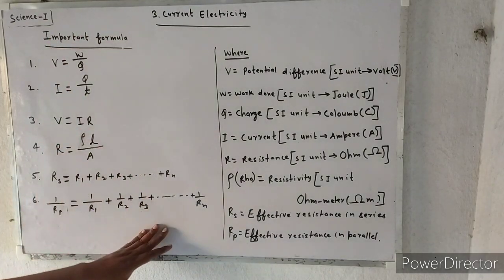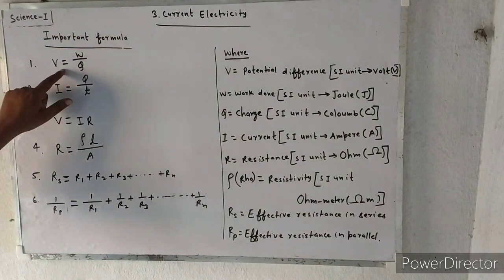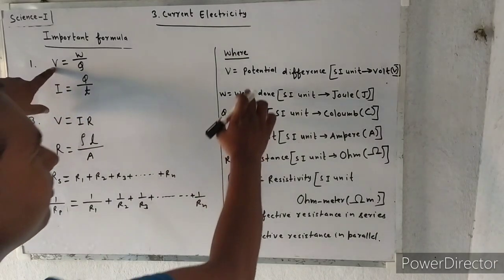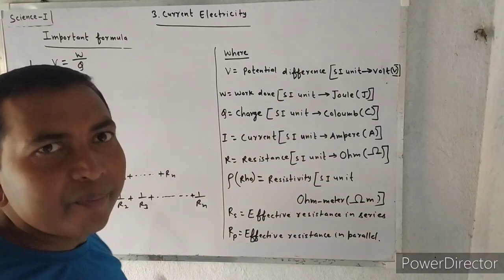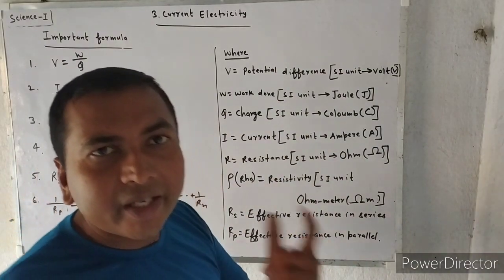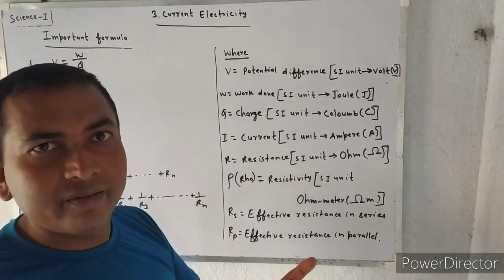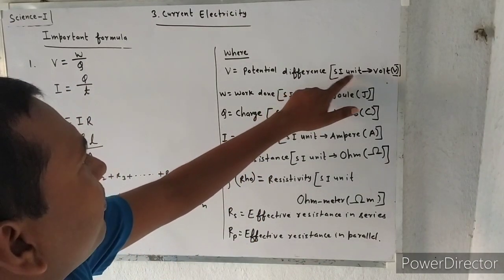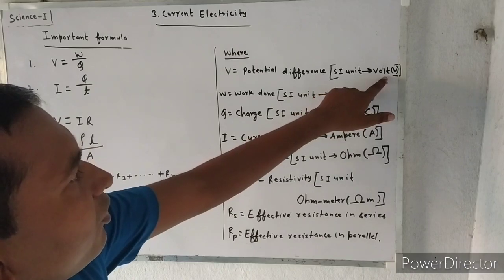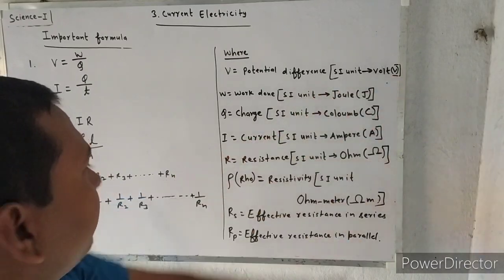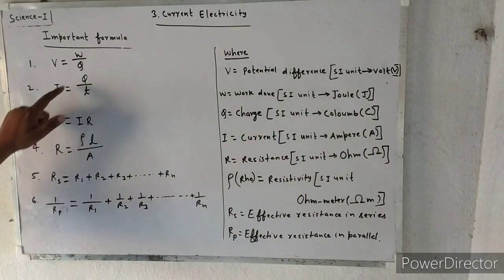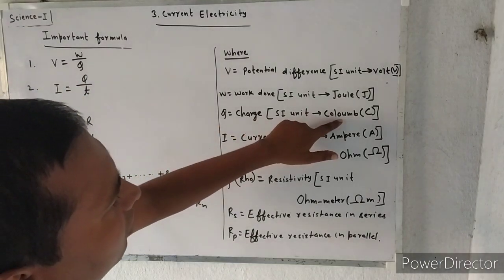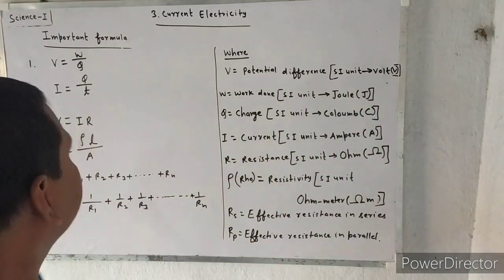That is very important. First one is V is equal to W upon Q. V is the potential difference. Generally we say voltage, but the technical term is potential difference. The SI unit of potential difference V is volt, capital V. Q is charge, and the SI unit of charge is coulomb, that is capital C.